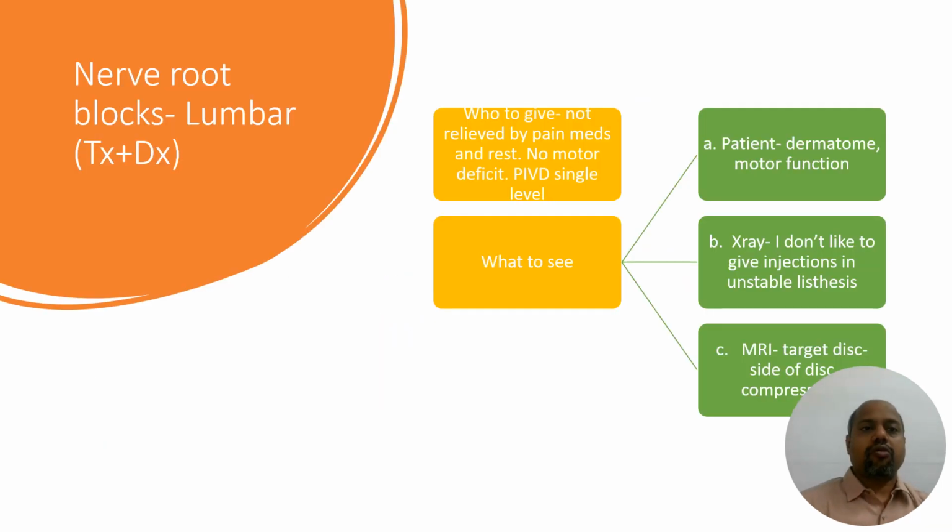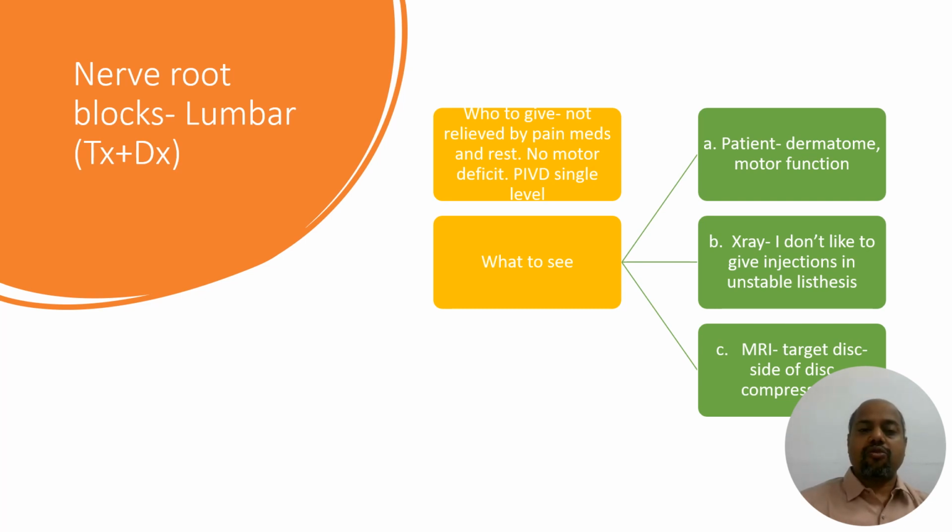So we'll be talking about nerve root blocks, the lumbar nerve root blocks. What is the treatment and what are the indications for that? Generally, these lumbar nerve root blocks are given as a dual treatment, as a therapeutic and diagnostic factor. So who to give? Patients who have not been relieved by pain medications and rest, and have no motor deficit, and have got a prolapsed intervertebral disc, generally a single one, I would like to give a nerve root block.